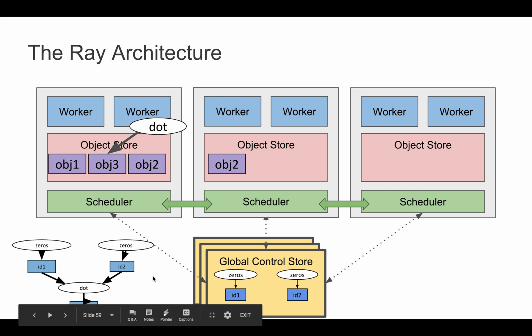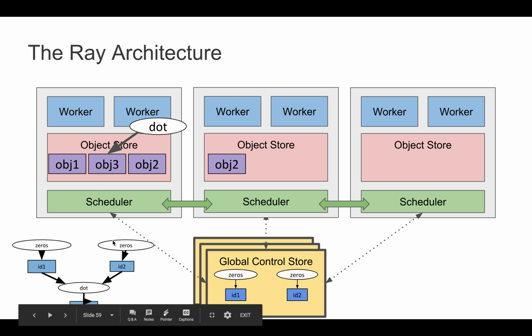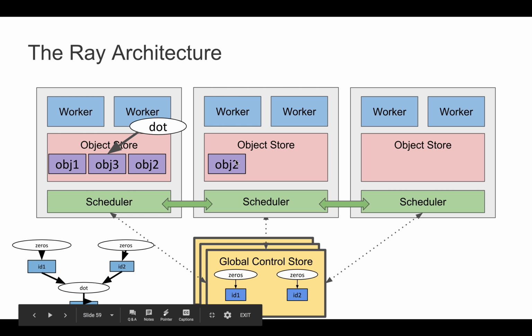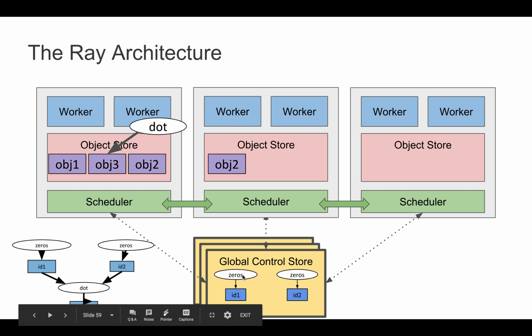And one other thing to note is we have this global control store where we store essentially these specifications of the different tasks that have run. And that's important because if a machine fails and we lose some object, then we need to recreate the object, and we do that by rerunning the task, and the specification of the task is stored here.